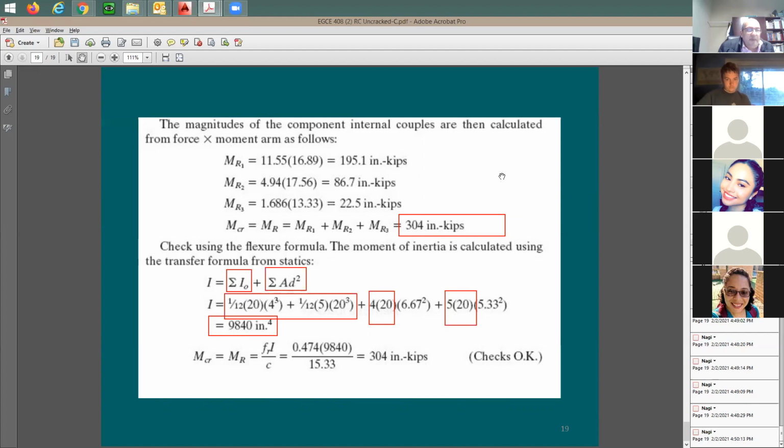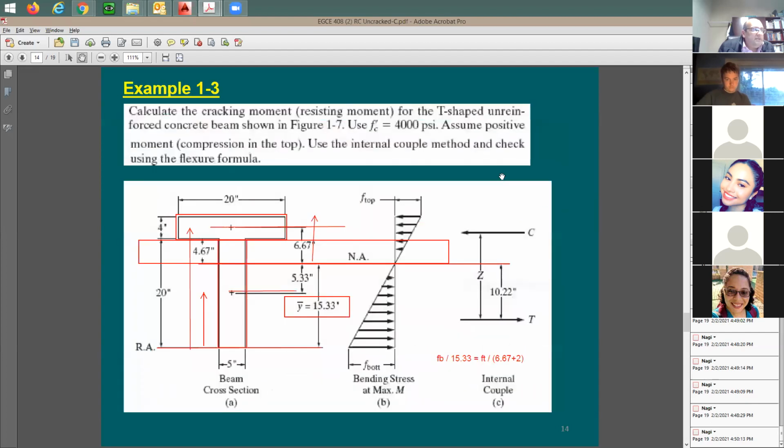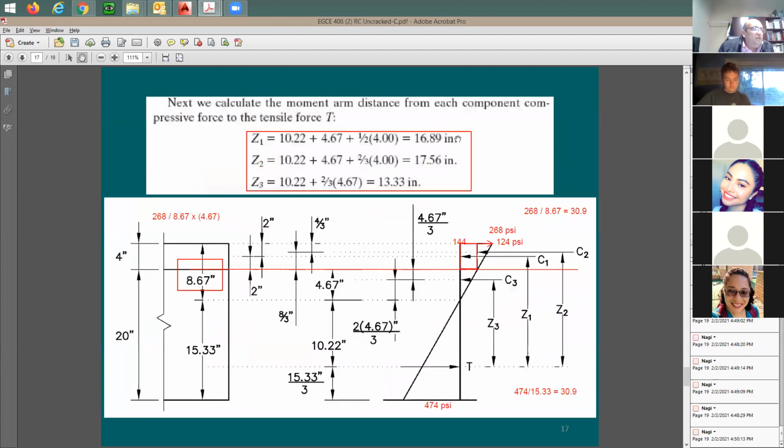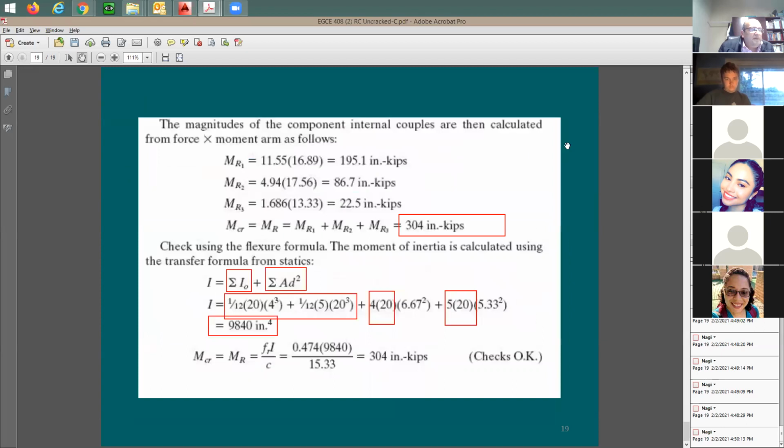It's great. Can I do it another way? Because it says here, confirm with the Flexural Formula. You just check. The Flexural Formula is so simple. Look at this. The cracking moment is going to be equal to F cracked multiplied by I divided by C. Why is that? Where is this coming from? Because the stress is going to be equal to M times C divided by Y.